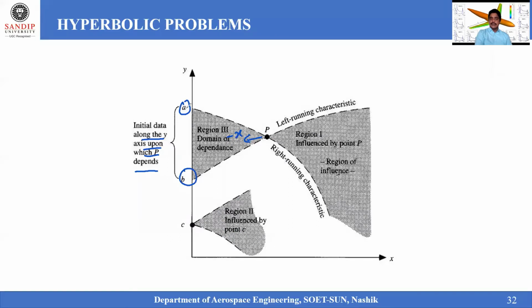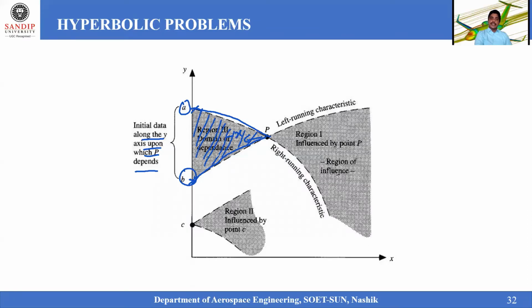Notice again here, your initial data is dependent on the initial data along the y-axis upon which P depends, so initially I know the A and B points. From the A and B points we have traced this particular point P. So from the initial points A and B, where A and B are the initial boundary value problem, that is IBVP, whatever initial conditions you are setting at the points A and B are going to result in this domain of dependence. That is going to be the domain of dependence.